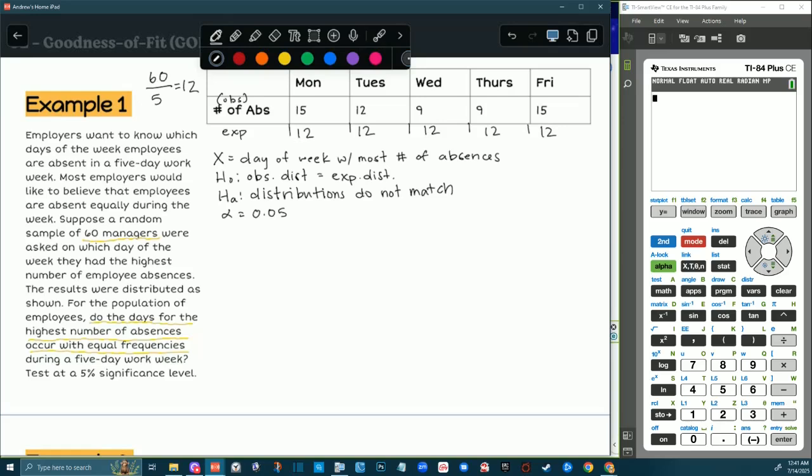I'm going to state the test that I'm doing. I know that I'm doing a GOF test, and I know that I have to check my expected values, and all the expected values are greater than or equal to 5, so we're good to go.